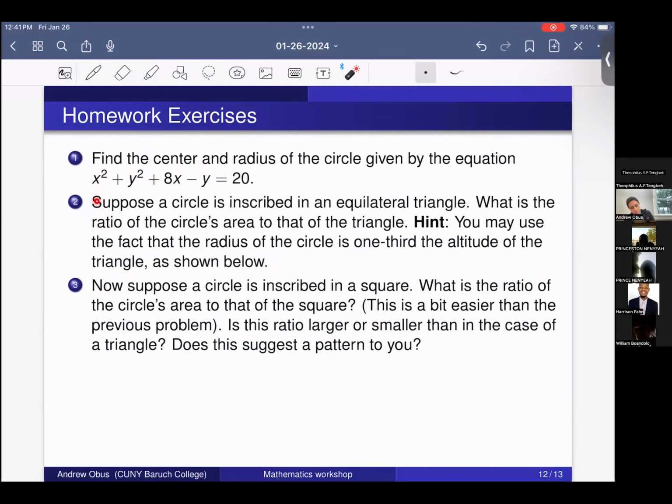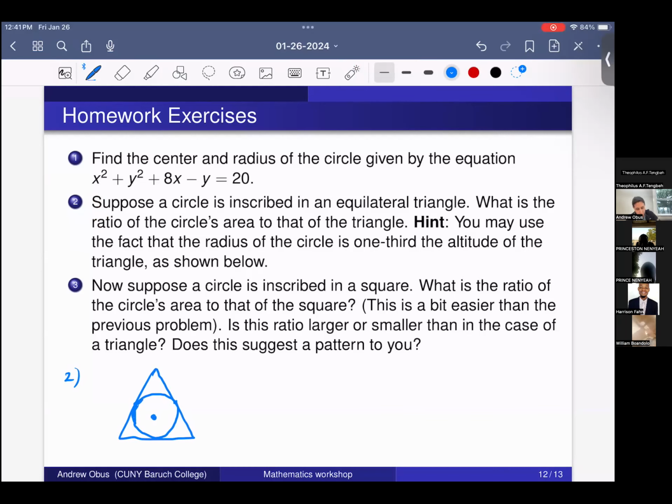Number 2 is, suppose a circle is inscribed in an equilateral triangle, and we want to know the ratio of the circle's area to that of the triangle. Let me just draw a picture for number 2 so that you can see it. I have an equilateral triangle over here, and then I'm going to draw a circle inscribed in that triangle, like this. This is my circle inscribed in the triangle.